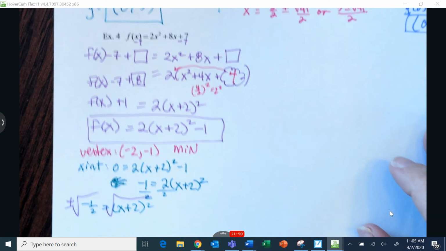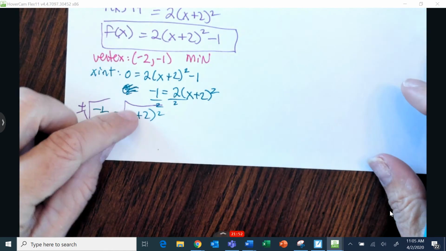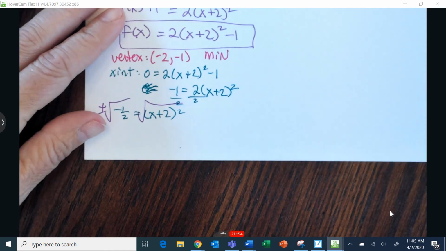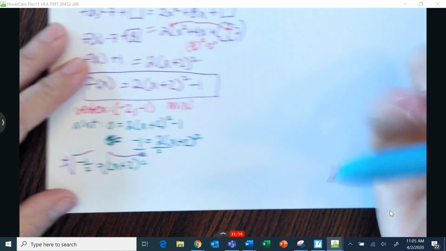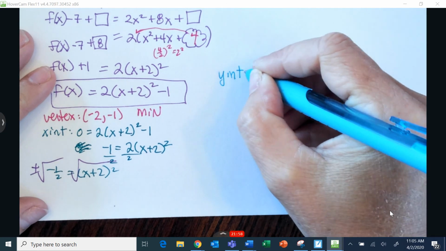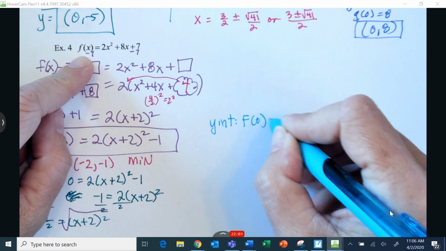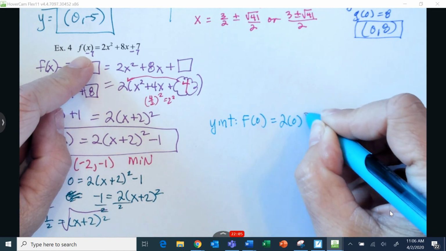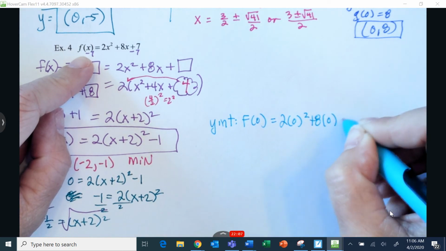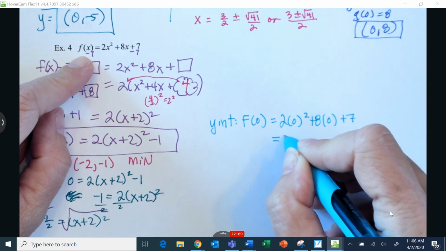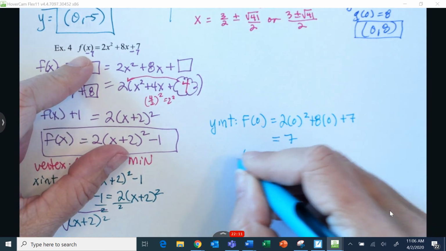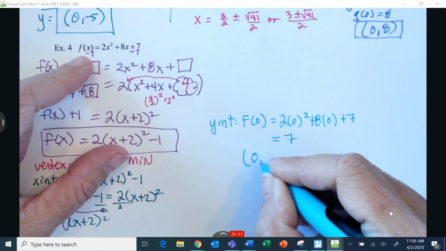So let me find my y-intercept, and then we're going to come back to this right here. Find my y-intercept right over here. I'm going to find the y-intercept by just plugging in 0 into the original. 0 equals 2 times 0 squared plus 8 times 0 plus 7. 7. So the y-intercept is at 0, 7.